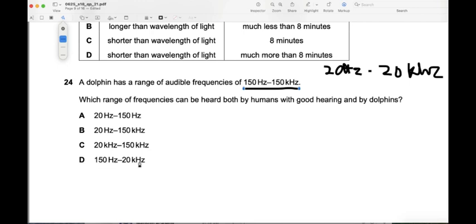150 Hz to 20 kilohertz, yes, because dolphin can hear 150 at its lowest value. Our lowest value is 20 Hz. Dolphin's lowest value is 150, so we are both suitable here. Dolphin can hear 20 kilohertz and even beyond this, so humans can still hear and dolphin can hear. The best option for this question is D.